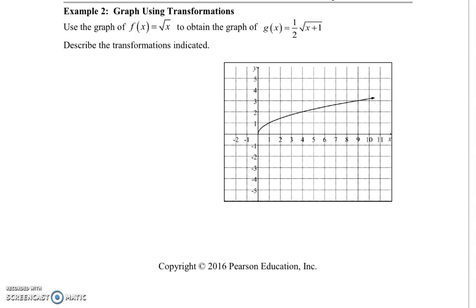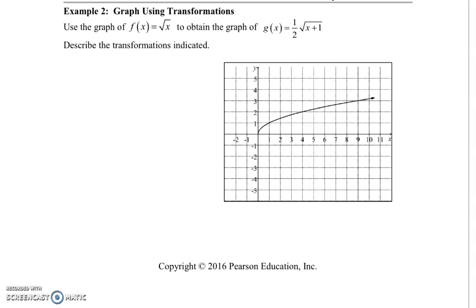Welcome back to more graphing using transformations in section 3.5. So this time we are going to do 1/2 times the square root of the quantity x plus 1. So first, let's write down our transformations.